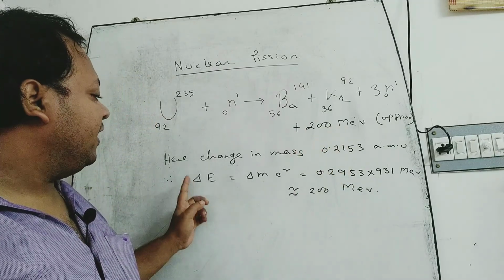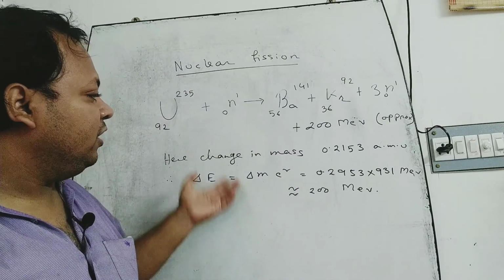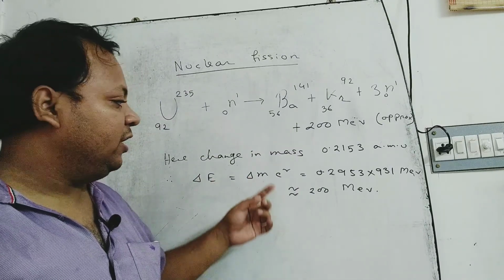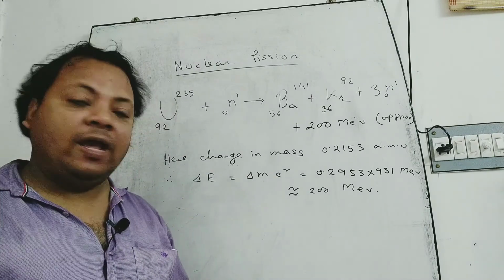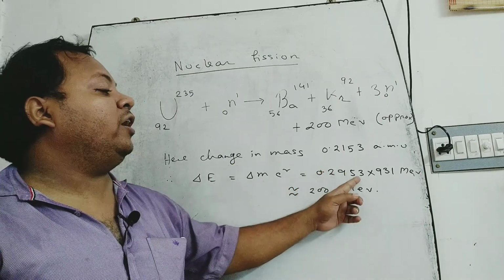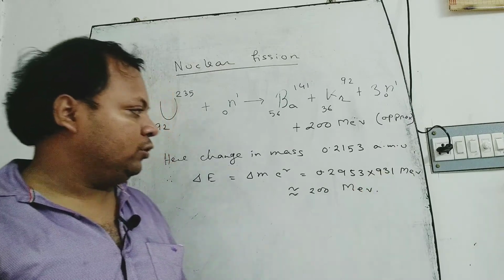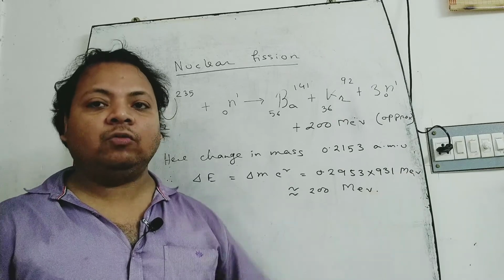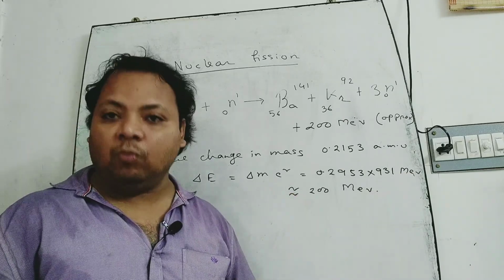We know that delta E, that is the energy produced in this reaction, is equal to delta M, that is the change in mass, times c squared, where c is the velocity of light in vacuum. This is equal to 0.2153 times 931 mega electron volts. Since 1 AMU is equal to 931 mega electron volts, this gives approximately 200 mega electron volts.